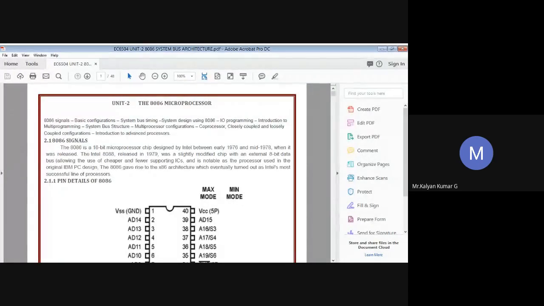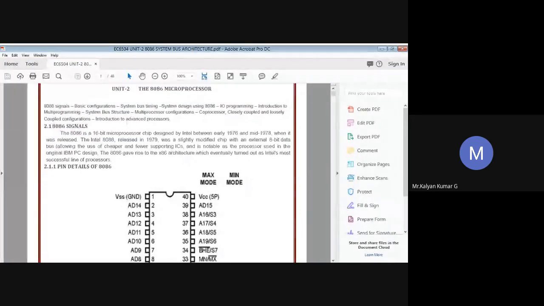Okay, thank you. Today's session will be just revising your chapter number 2, since we have a weekly test tomorrow based on unit 2. So we'll just go through the overall important points, highlighting the topics from unit number 2.